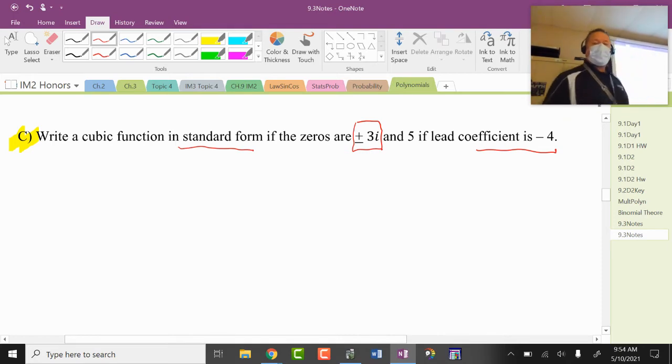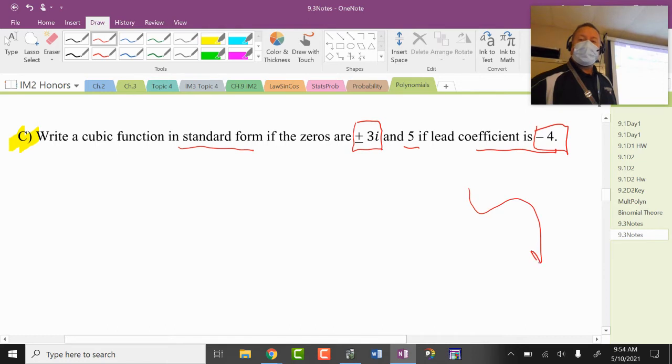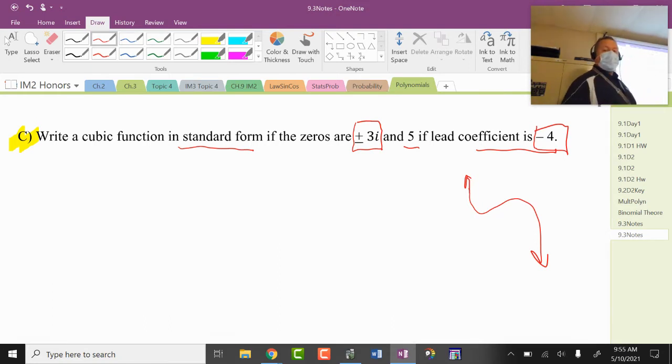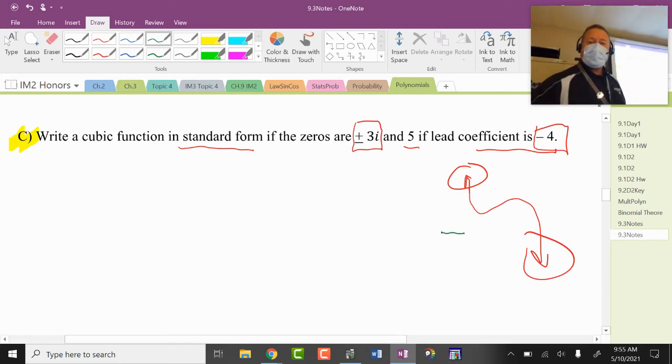Before I go on with this, though, I do have 3 zeros, 3i, negative 3i, and 5. I do want to cover what it might look like. Leading coefficient of negative 4, it's going to look like this, some way, shape, or form with end behavior looking like that. One of two things could happen with this one. It could either cross the x-axis at this position or this position, but definitely no more than that. So let's pretend it happens here.